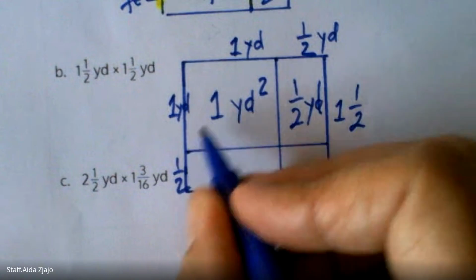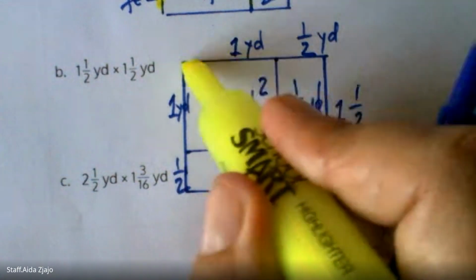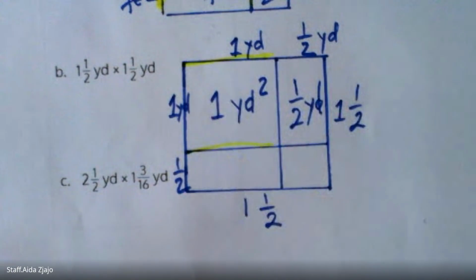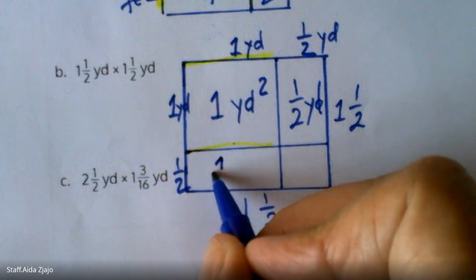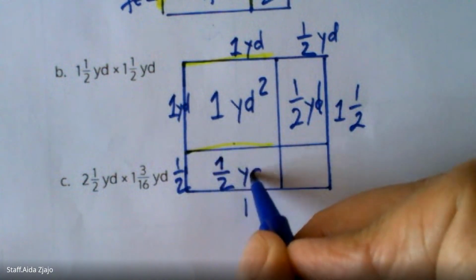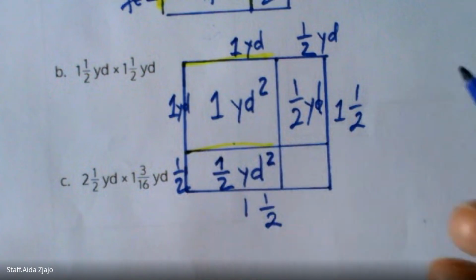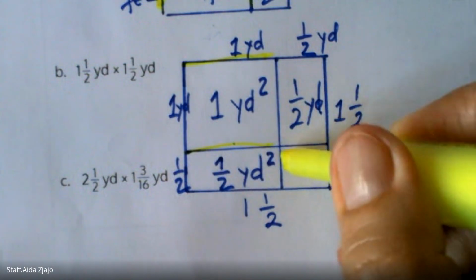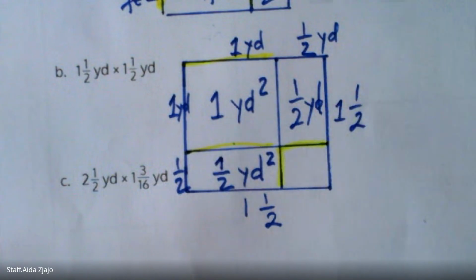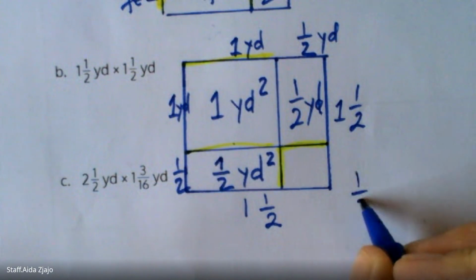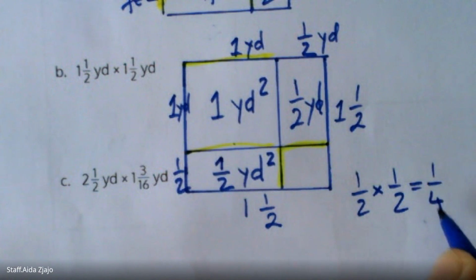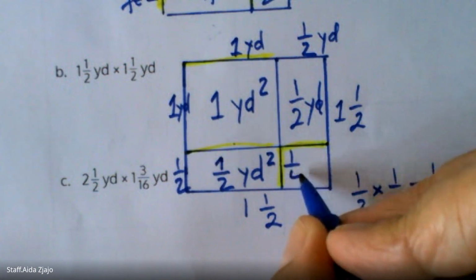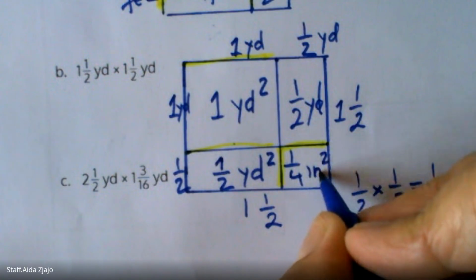This is half. This is 1. So 1 times half is 1/2 yard squared. And then this one here is a half a yard times half a yard. Half of a half is 1/4. So this is 1/4 square inch.